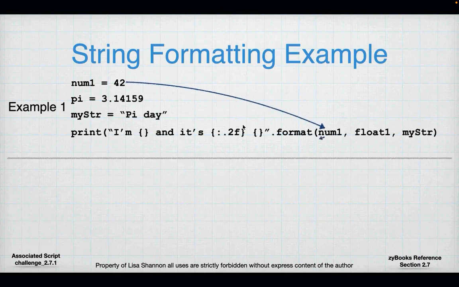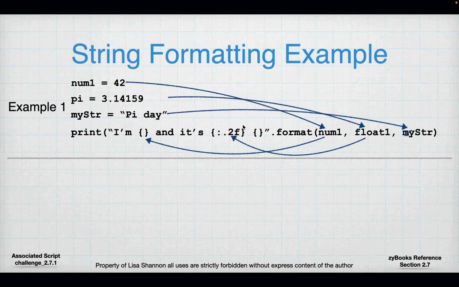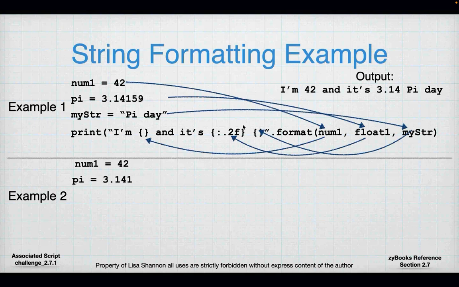Okay, so here's an example. I have num1, which is 42. I have pi, which is 3.14. And I have MyStir, which is pi day. Now you'll notice how those arrows were. They are positional. So num1 always goes to the first placeholder, floatNum will always go to the second placeholder, and MyStir will always go to the third placeholder. That's just the way it is.